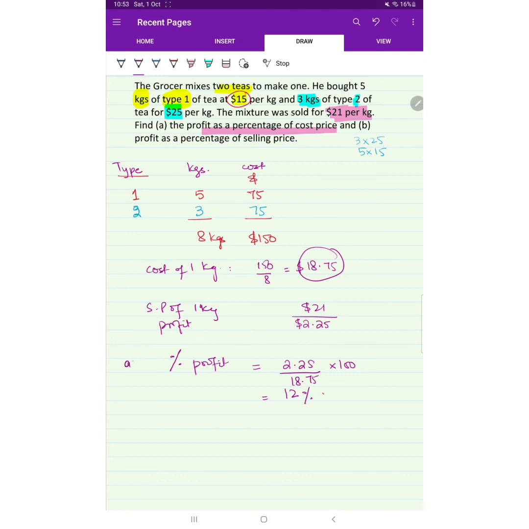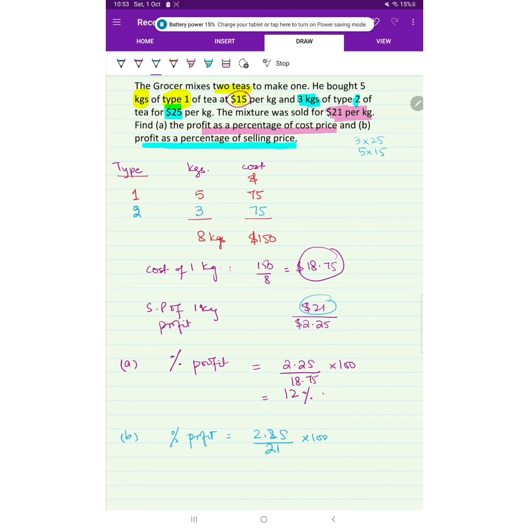This is my part A. Part B says profit as a percentage of selling price. So profit as a percentage of selling price would mean profit upon selling price. What was my selling price? 21. So I would say 2.25 divided by 21 multiplied by 100 gives me 10.7%, something like that.